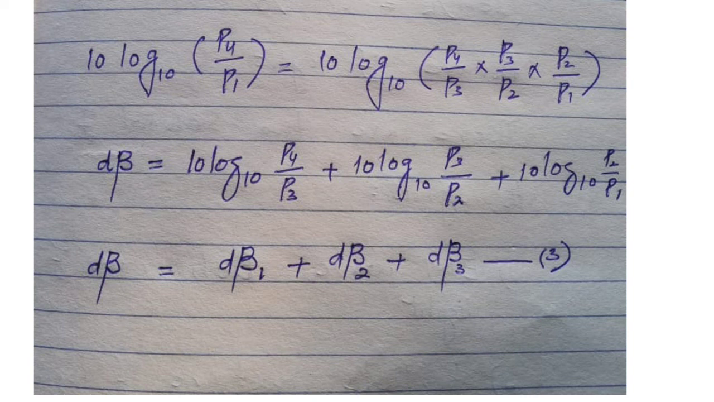So if you want to calculate the decibel value of the transmission efficiency of this cascaded system, you can do it with the help of equation number 3. So the decibel value of the overall transmission efficiency of this cascaded system will be equal to the decibel value of the transmission efficiency of block number 1 plus the decibel value of the transmission efficiency of block number 2 plus the decibel value of the transmission efficiency of block number 3.